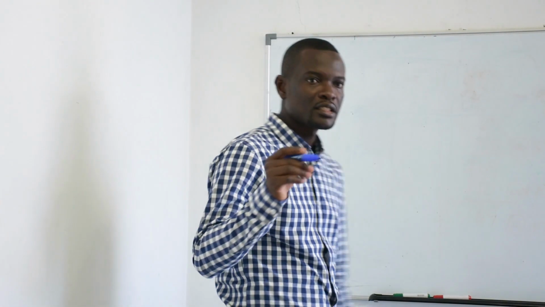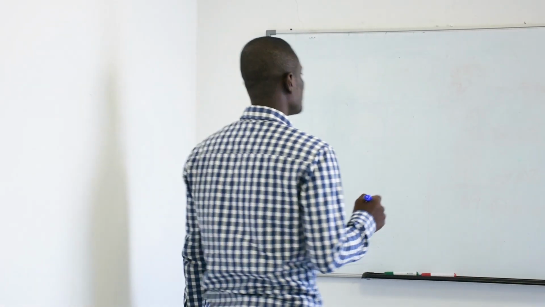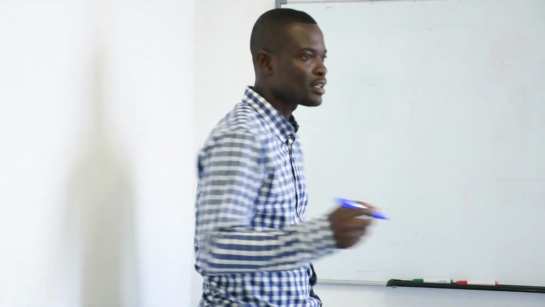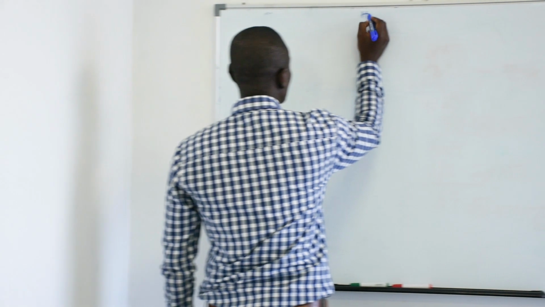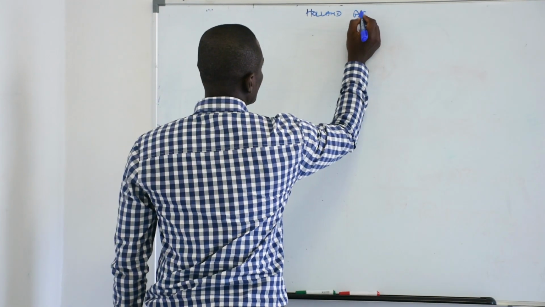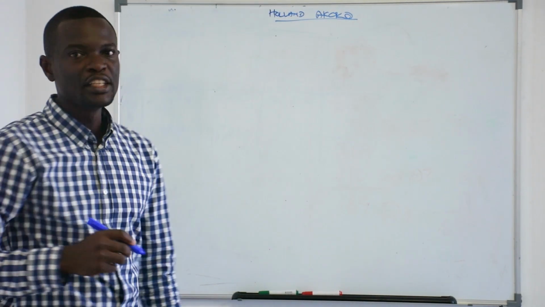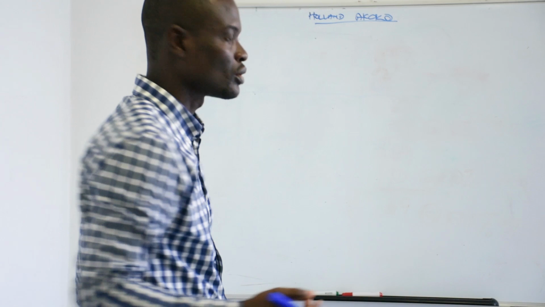So the next stage that we are going to look at is what we call the supplier's ledger. These are ledgers that we open for each supplier of input on the farm. So we will give an example of a supplier, for instance, Holland Akoko. And then we open a new supplier's ledger for Holland Akoko.